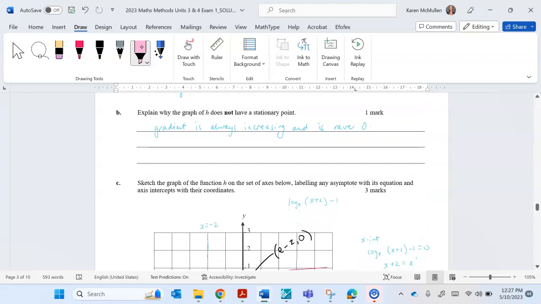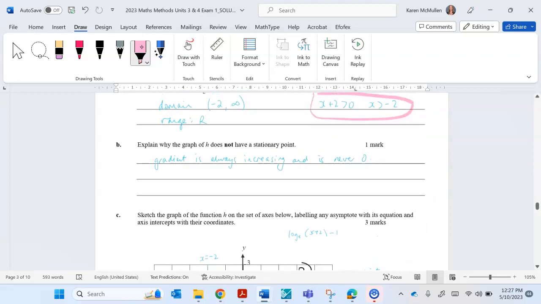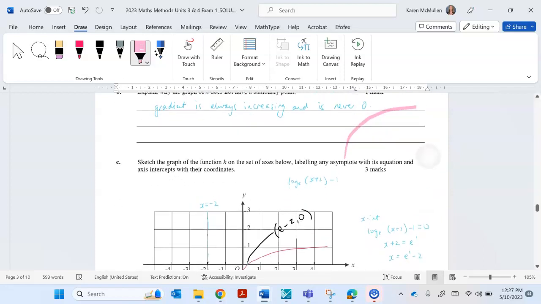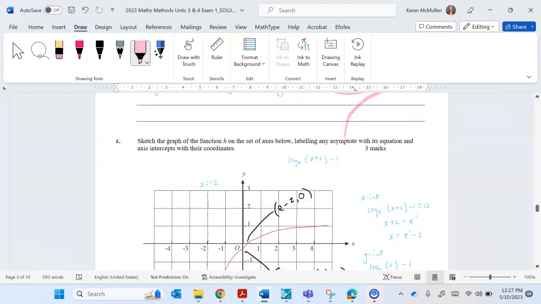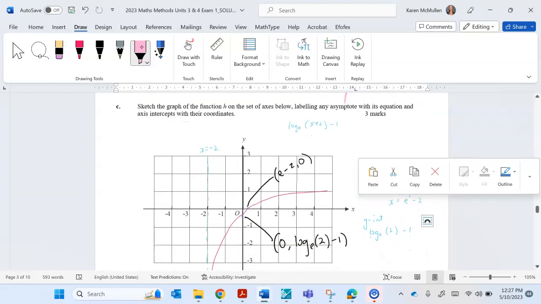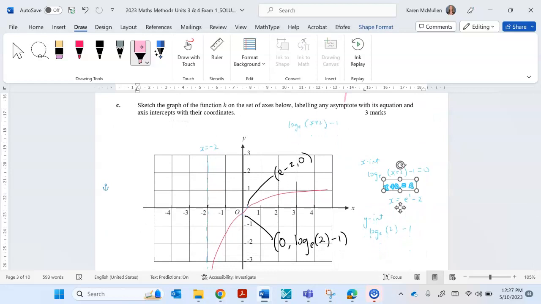All right, explain why the graph of h does not have a stationary point. So basically the gradient is always increasing and is never 0. So just always saying it's increasing is fine. So your graph, I think we actually draw it next one we do. Yeah, it looks like that. So it's always increasing. The gradient will never equal 0. Did I write that? Yeah, gradient. Oops.